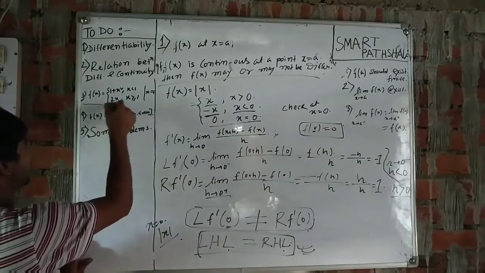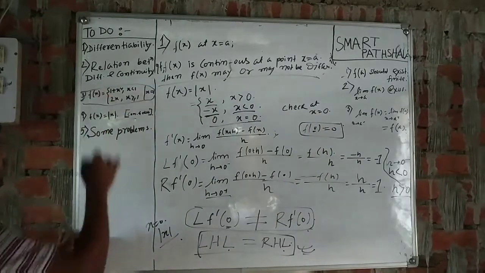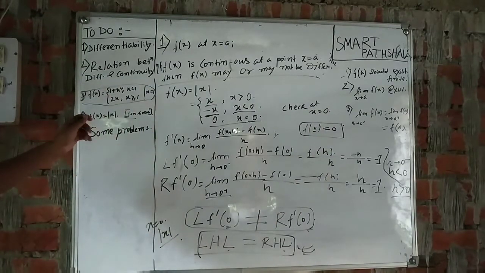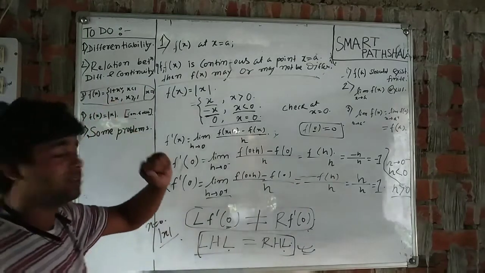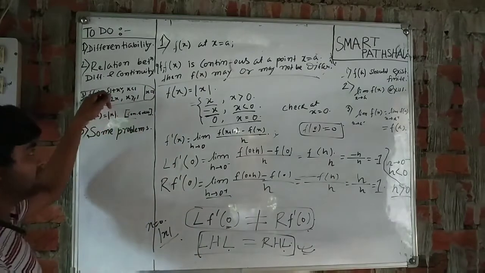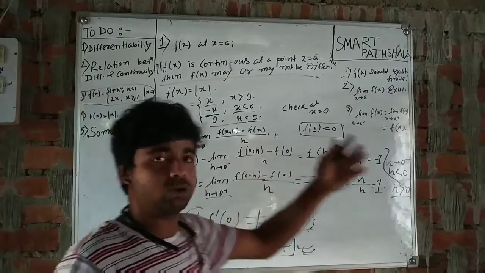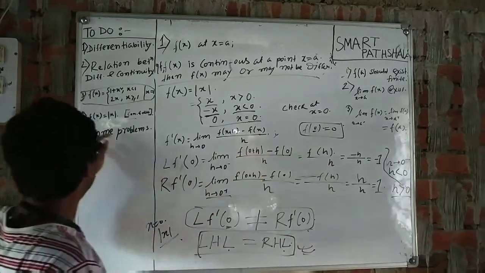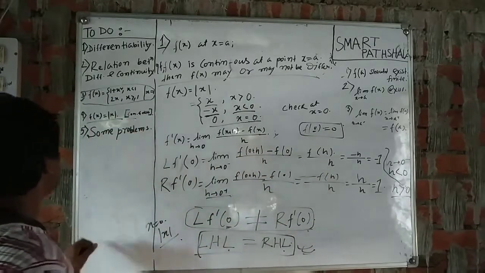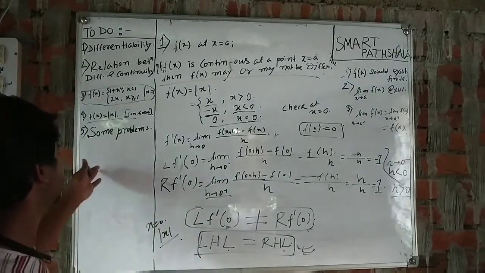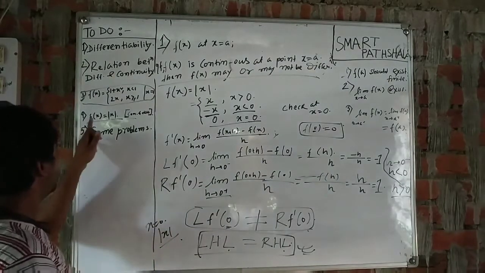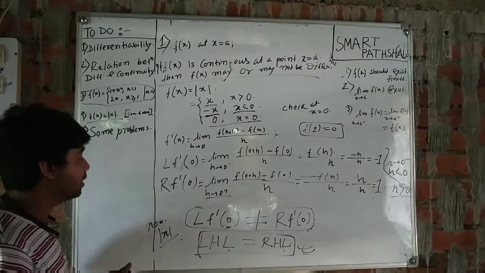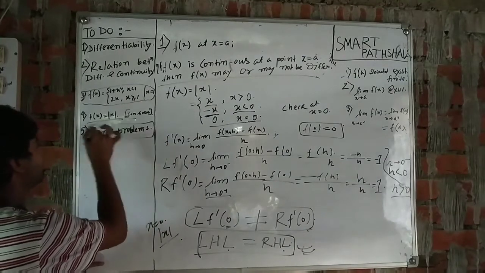In the case of the function f of x equal to 1 plus x square, when x is less than 1, we have seen that if this function is differentiable, then it is continuous. But if it is continuous, that is not sufficient for the function to be differentiable, as with f of x equal to mod x. Now let us try to solve some problems.